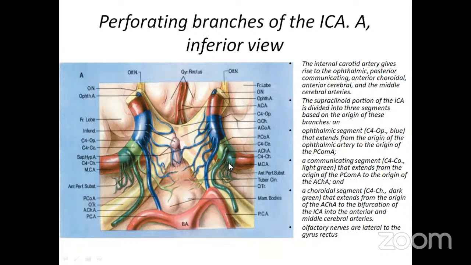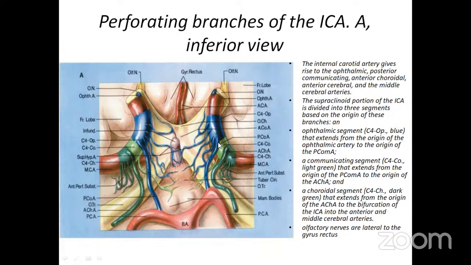The supraclinoid segment bifurcates into the middle cerebral artery and the anterior cerebral artery. This is the middle cerebral artery, and this is the anterior cerebral artery, which continues above the optic chiasm on the medial aspect of the gyrus rectus.